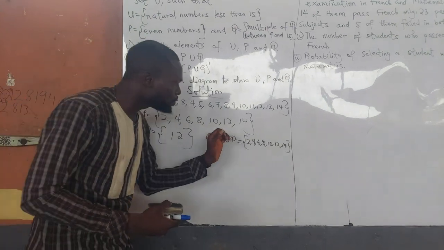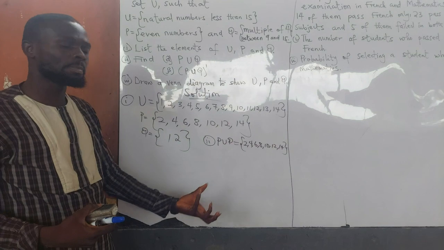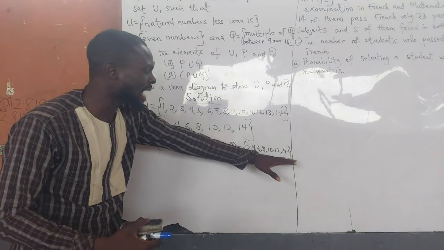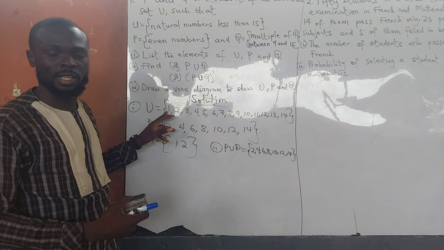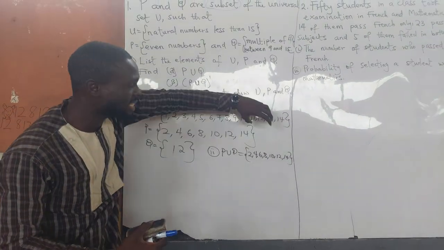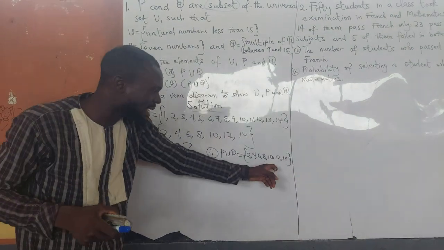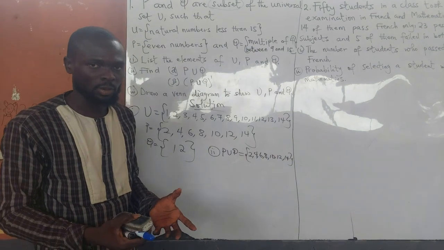Now you have P union Q prime. The meaning of P union Q prime is simply the elements that you can see in the universal set, but they are not in this one. Then you just list them down.